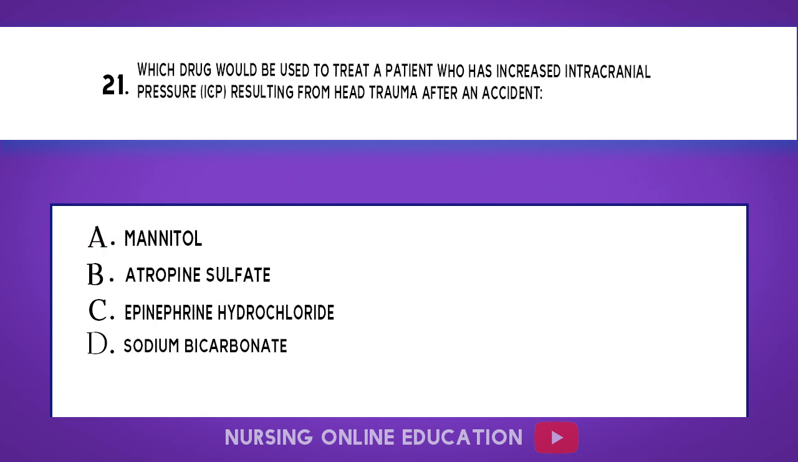21. Which drug would be used to treat a patient who has increased intracranial pressure, ICP, resulting from head trauma after an accident? A. Mannitol. B. Atropine sulfate. C. Epinephrine hydrochloride. D. Sodium bicarbonate. The answer is option A, mannitol.